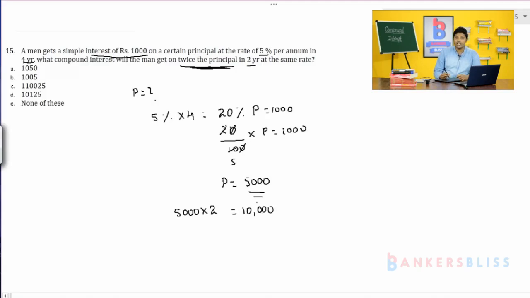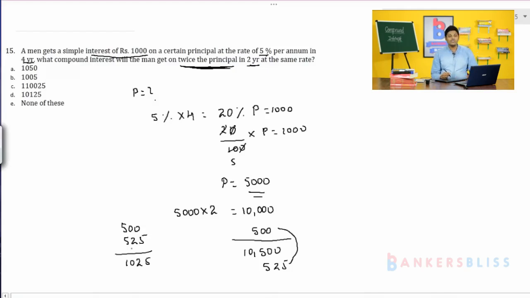And what do you have to calculate? You have to calculate the compound interest, that is only for 2 years and 5% rate of interest. Okay, so 10% means 1000, 5% means 500. So 500, next the answer will be 10,500. Next again 5%, 10% is 1050, 5% is 525. So they asked us to calculate only the interest. So the interest will be 500 plus 525, which is equal to 1025.